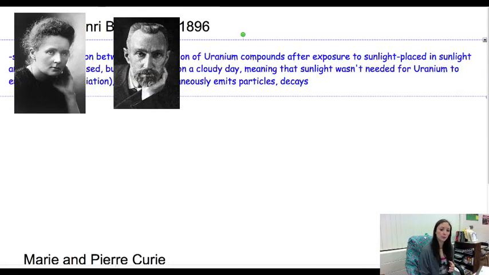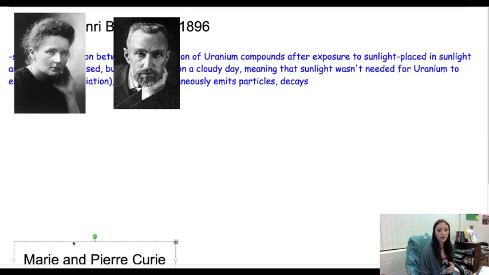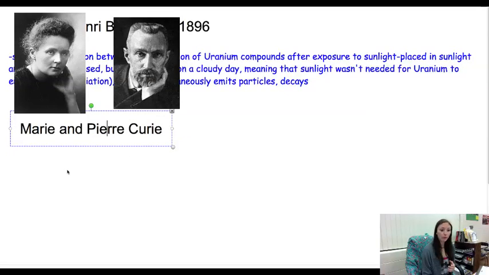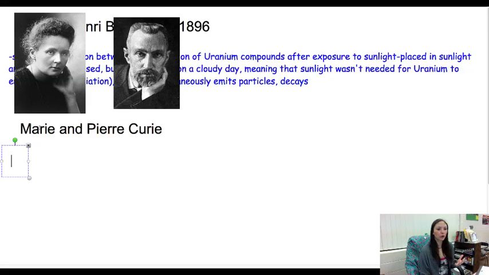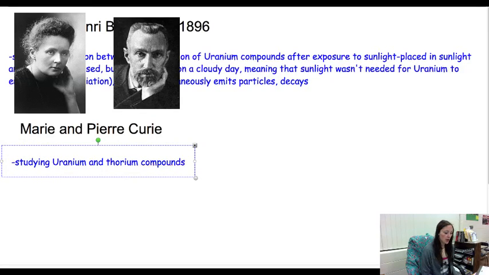And then you have Marie and Pierre Curie, and they were right around the same time that he was. And unfortunately, Marie was a little bit later than Becquerel, and so she didn't quite get the immediate credit that he did. And what happened with her is that she was studying uranium and thorium compounds, and she was seeing the same thing that he was, with these spontaneous particles being emitted. And she was actually the one that coined the term radioactivity.